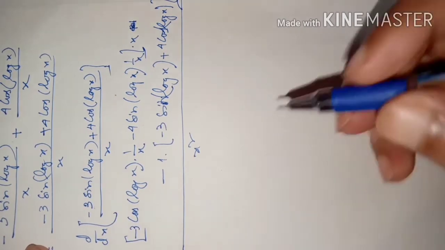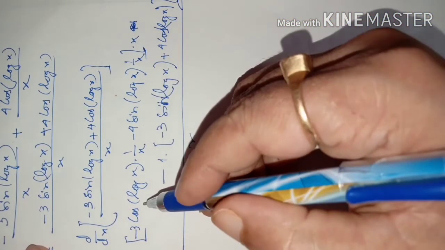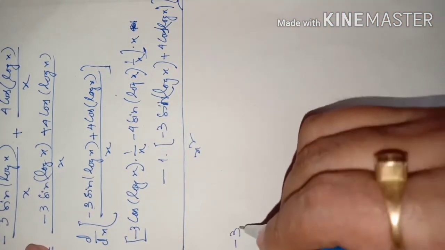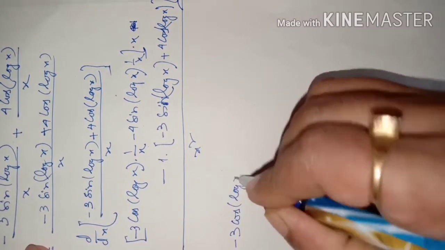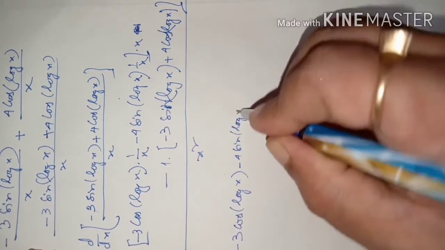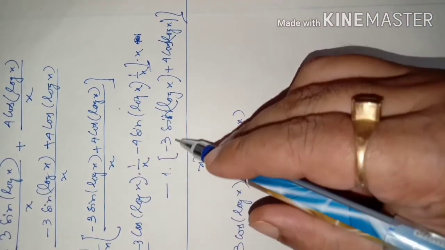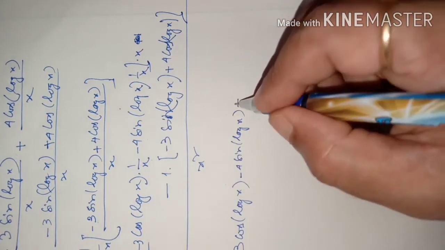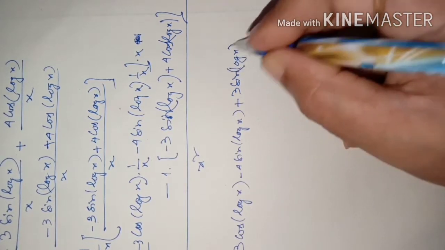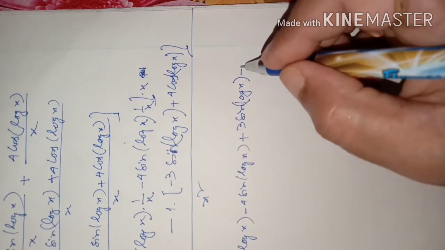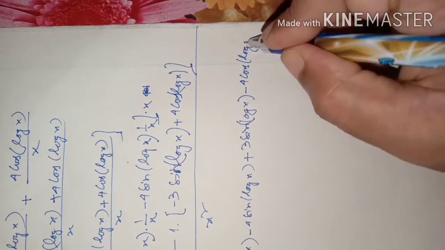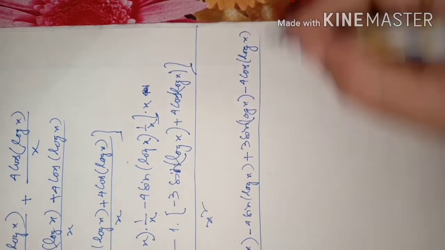So is equal to, here this x, when it will be multiplied over, this x will get cancelled. Then here will be minus 3 cos log x minus 4 sin log x, okay. Then by this, if we multiply over this will become plus 3 sin log x, okay. Then plus minus 4 cos log x divided by x square.